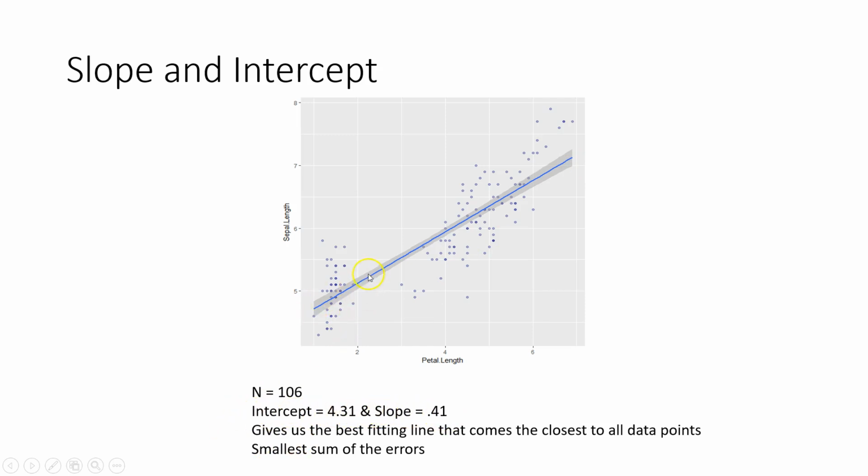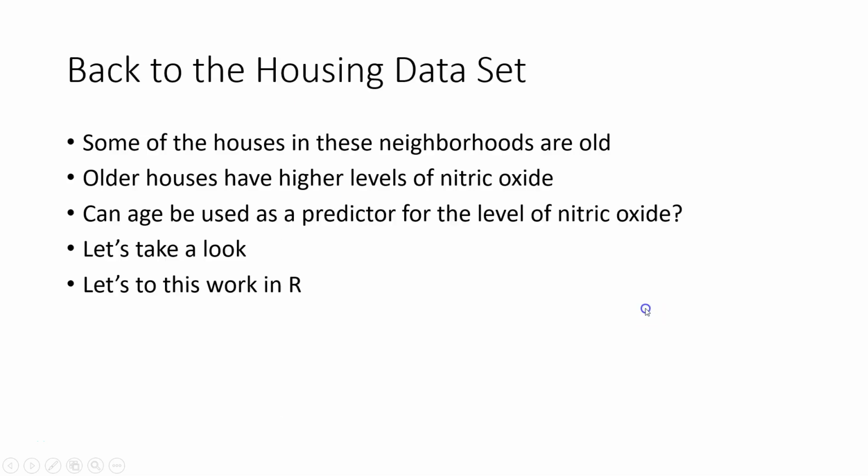So this gave us the best fitting line that comes closest to all data points, and gives us the smallest sum of the errors. Okay, these two things are essentially the same, right? The best fitting line that comes closest to all data points is going to yield us the smallest sum of the errors and the most accurate model.